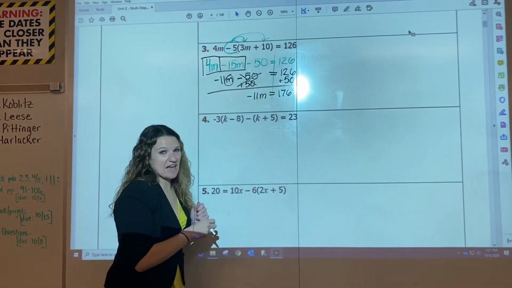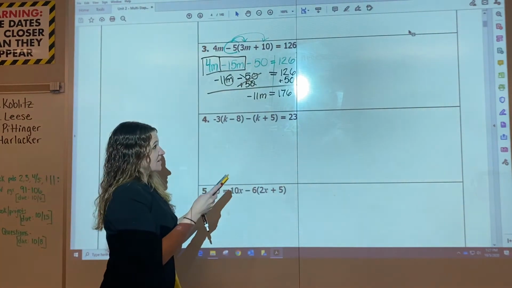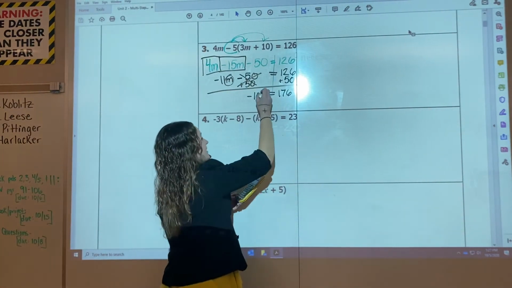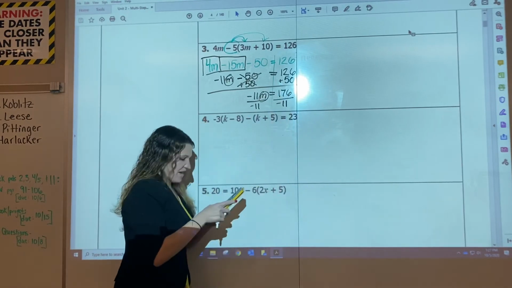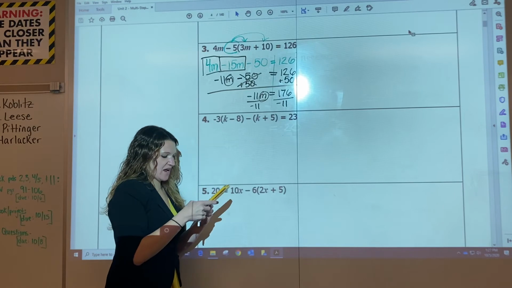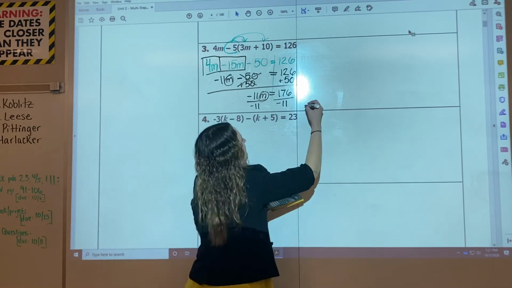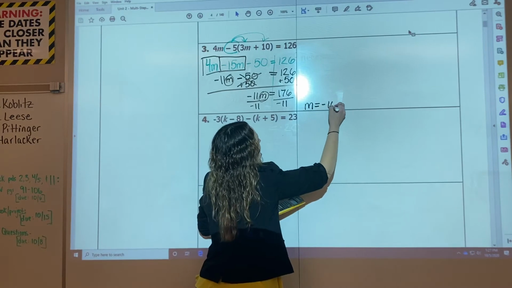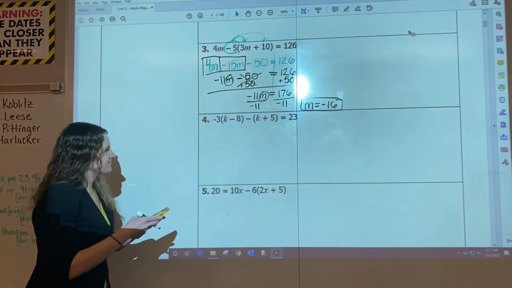So my last step, and I'm gonna use my calculator this time, is to divide both sides by -11. So I have 176 divided by -11. -16 is my answer. All right, we're getting there. Let's keep going.